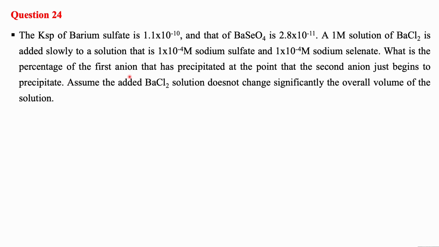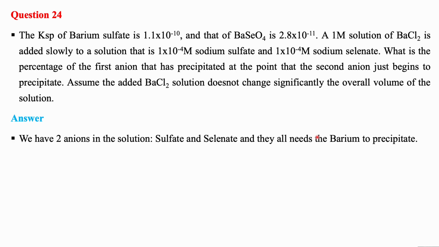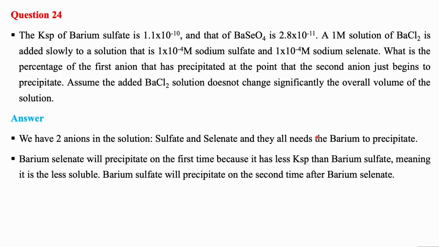Then they're asking what is the percentage of the first ion that has precipitated at the point that the second anion is just beginning to precipitate. Here also we need to check between the selenite ion and the sulfate ion which one is going to precipitate first by comparing their Ksp. So we have two anions, sulfate and selenite, and they all need barium to precipitate. So barium selenite will precipitate first because it has the smaller Ksp than barium sulfate. You can see that here we have 10 power negative 11. So the selenite is the one which precipitates first because it is less soluble compared to 10 power negative 10 of sulfate.